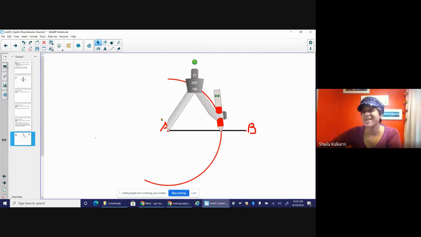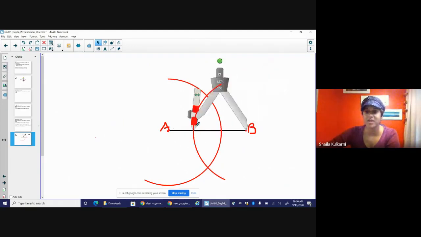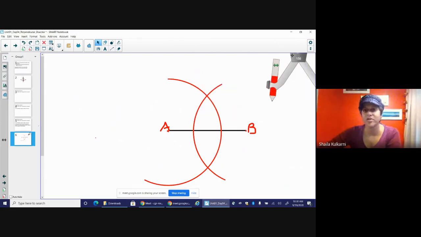I'm going to do the exact same thing from letter B. And when I mean the exact same thing, I'm going to not change the spacing between the silver and the pencil. So I'm going to do the exact same thing and make a swish. Some teachers call this the fish. Some people call this the football. You can call it whatever you want, but that is the distinction of doing a perpendicular bisector construction.